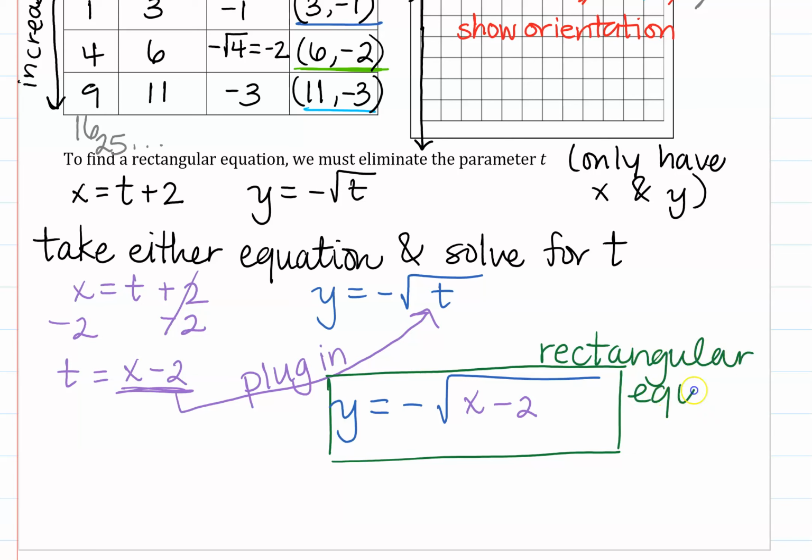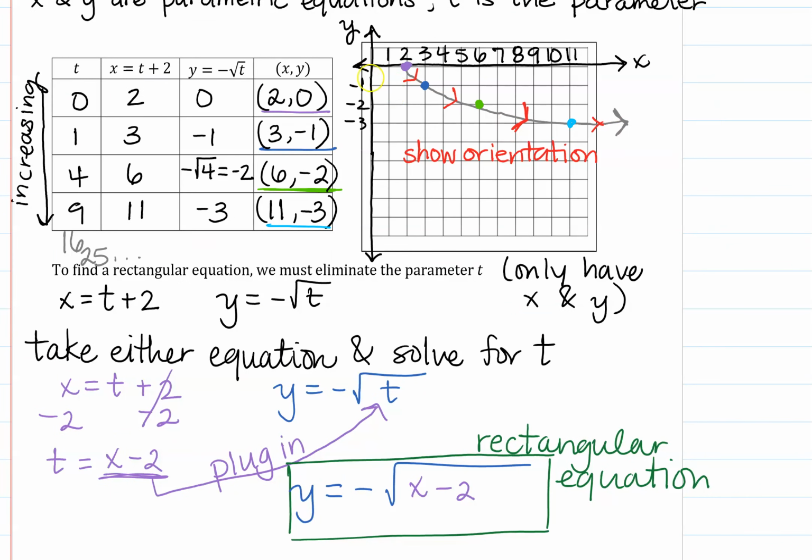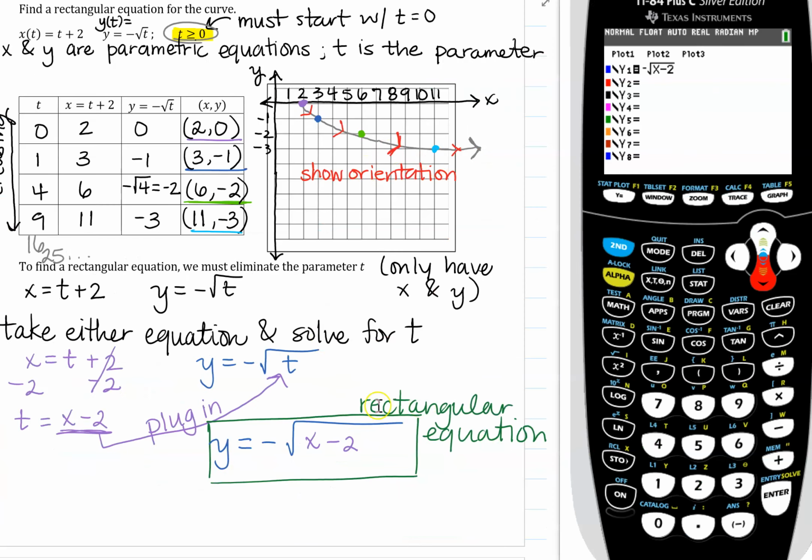And if we were to take our rectangular equation and graph that in the graphing calculator, we would see a graph that looks like what we graphed up here from plotting the points that we got when we were plugging in our parameter of t. So to show you that, I have put into my y equals our rectangular equation of the negative square root of x minus 2, and I'm going to hit graph, and we see exactly what we have plotted here.